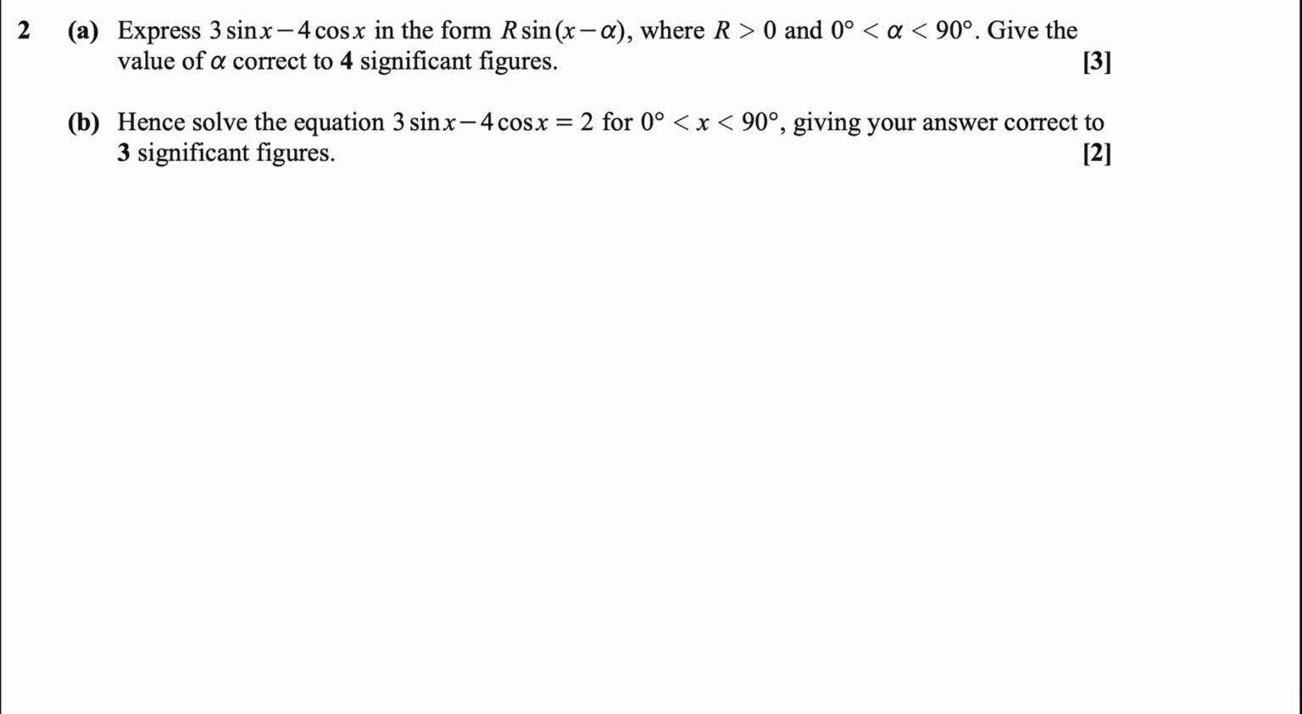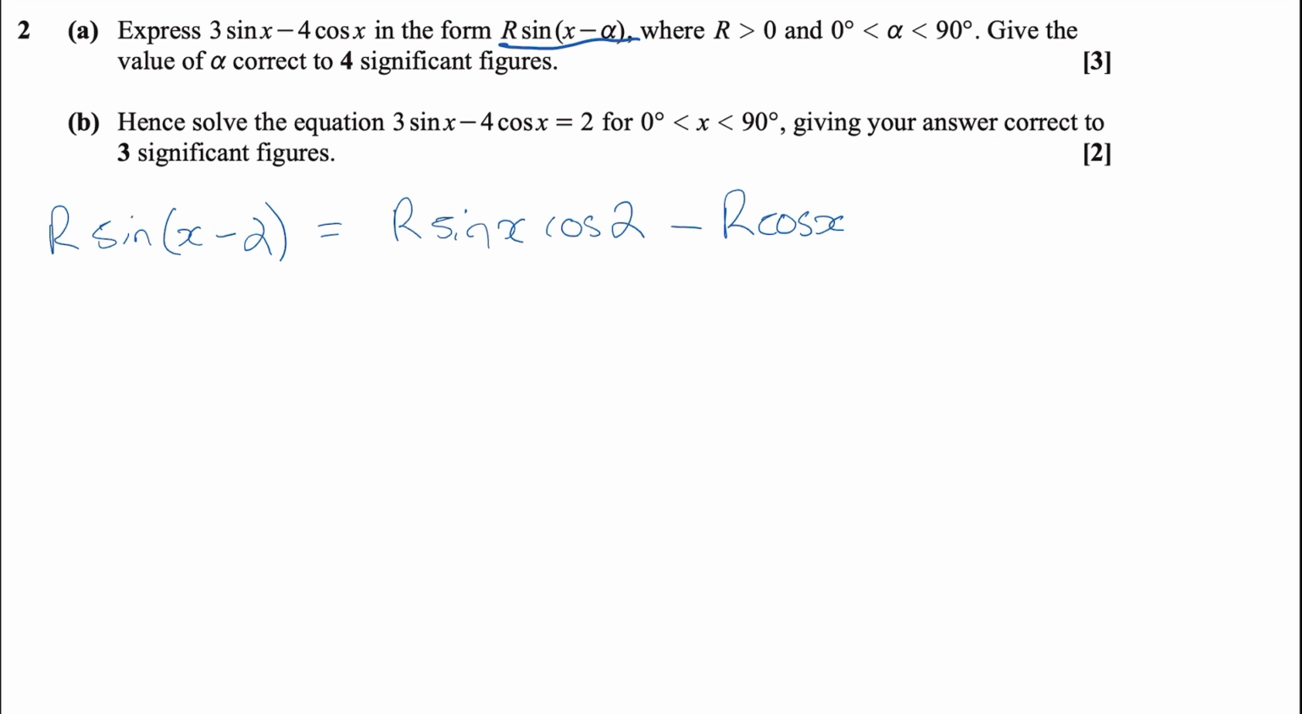So this one is on trig and it's about taking a combination of trig functions and writing it in a specific form. So we want to write it as r sine x minus alpha. Now in the formula book you have the addition formulae. So what we see is that if we want to do sine of x minus alpha, this is going to be r sine x cos alpha minus r cos x sine alpha. And we want this to equal 3 sine x minus 4 cos x.